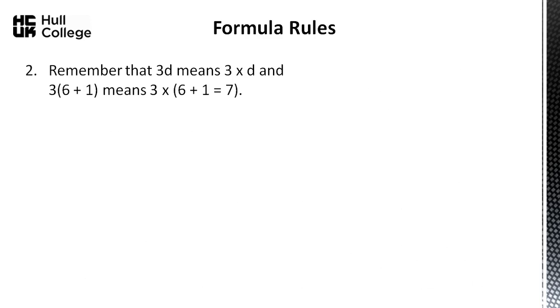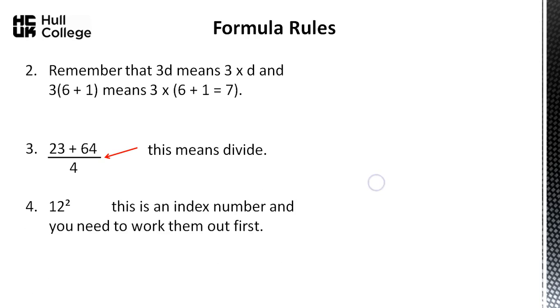Secondly, remember that a number next to a letter, as in 3D, means 3 multiplied by D. And 3 next to brackets, or any number next to the brackets, again means that number multiplied by the contents of the brackets. This one, 23 plus 64, is divided by 4. This line here simply means divide. And this one is an index number, 12 squared. So to square a number, you simply multiply it by itself. You need to work them out first.